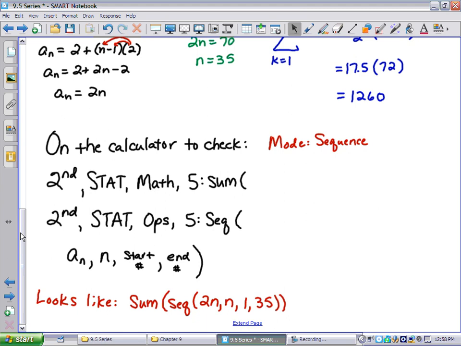Okay, this concludes the arithmetic sequence, or finding the sums of arithmetic sequences.